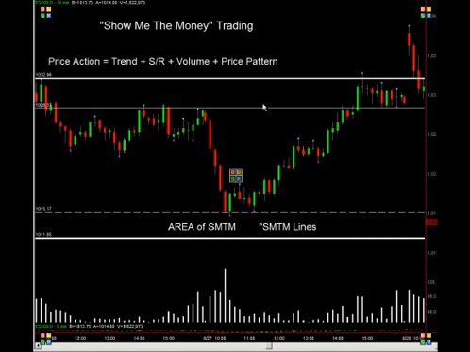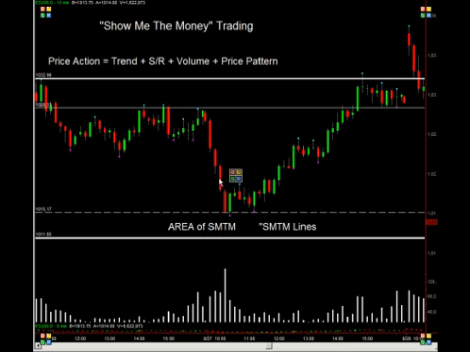These are called SMTM lines. These lines show us areas of SMTM. That's areas that buyers have showed us the money before, and we use those in combination with multi-time frames. So first I'm going to read this using price action, and then I'm going to read this using indicators to see if the indicators gave me any new data.